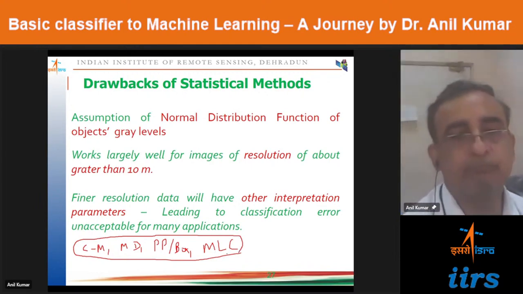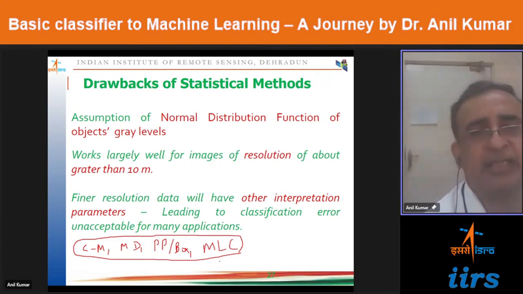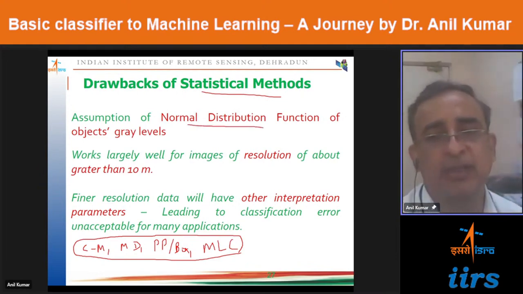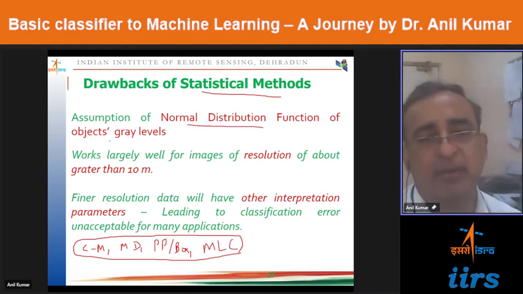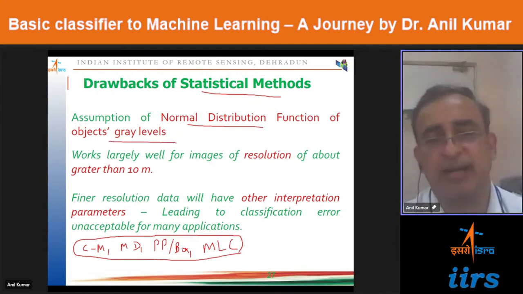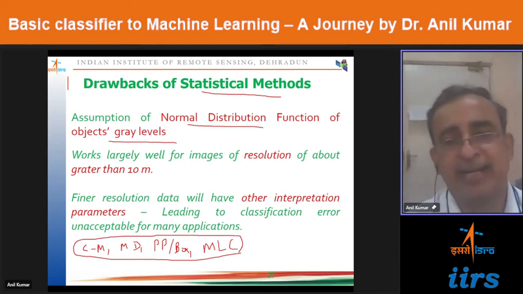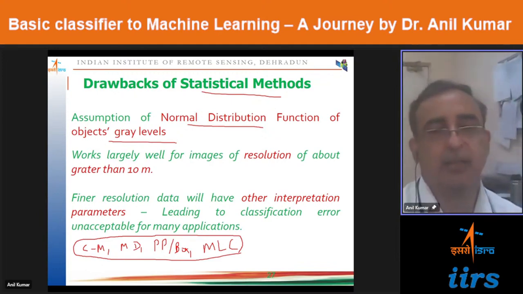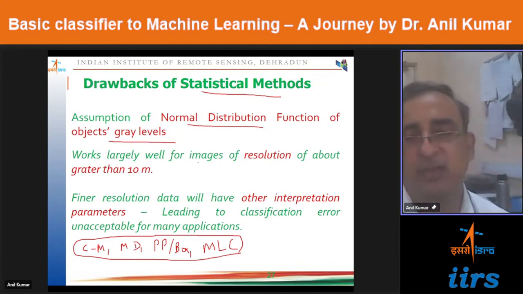These are the four very basic statistical classifiers used for so many decades for preparing the thematic map. Some of the limitations or drawbacks in these statistical methods I'm listing here. One is the assumption of a normal distribution function of the objects' gray level. So when we apply, say, the maximum likelihood classifier, we have to take care that my data follows the normal distribution function. Secondly, it works largely well for images of resolution, say, with pixel size greater than 10 meters. When the pixel size is more than 10 meters, these algorithms work very nicely.